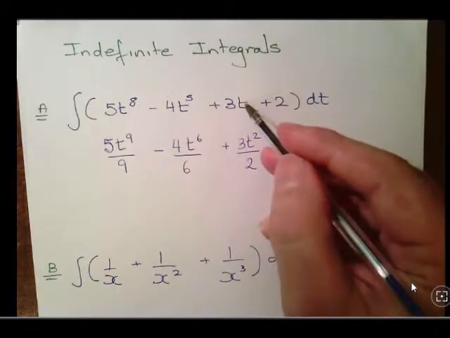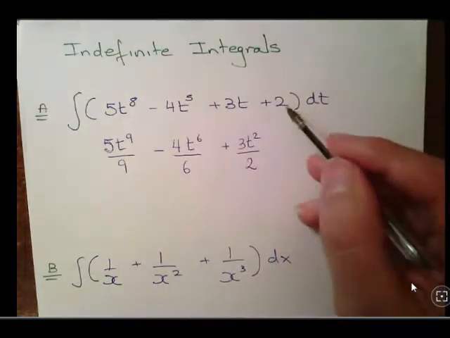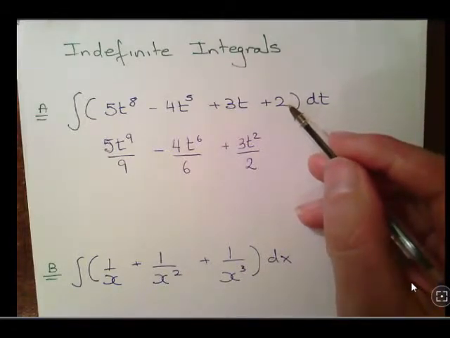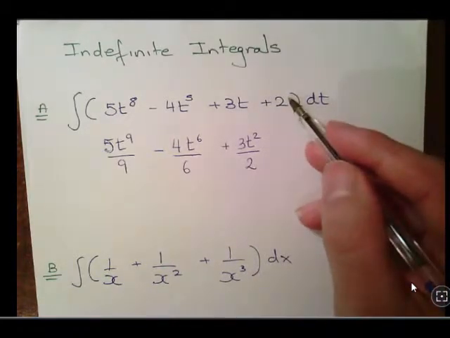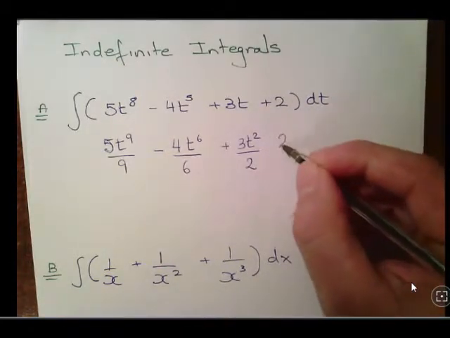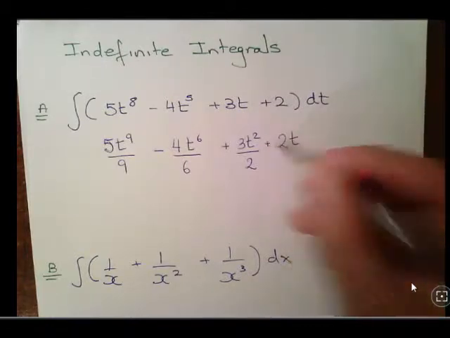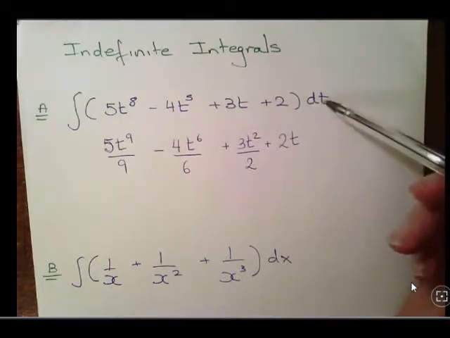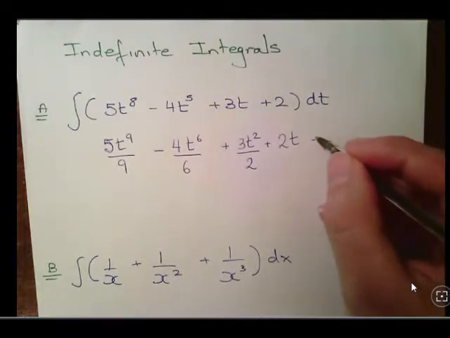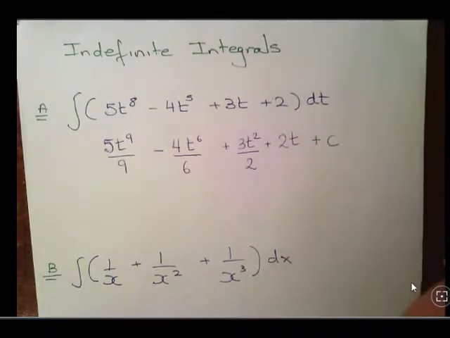In this case, t is actually t to the power of 1. And here we have 2, but we're going to consider that as 2 times t to the power of 0. So in this case, n is equal to 0, and n plus 1 is equal to 1, so essentially we're left with 2t. In the case when you have a constant, just multiply it by t. Last but not least, the constant of integration, plus c.